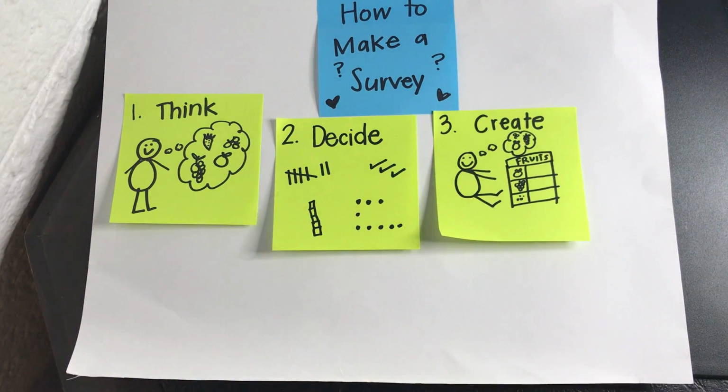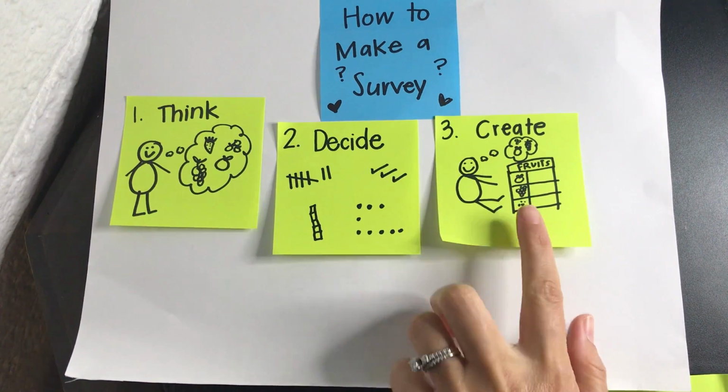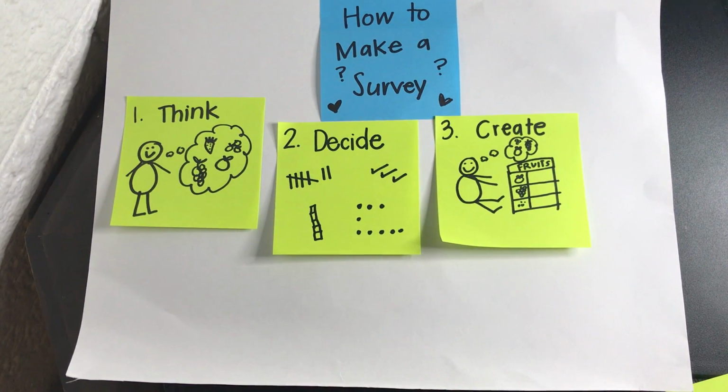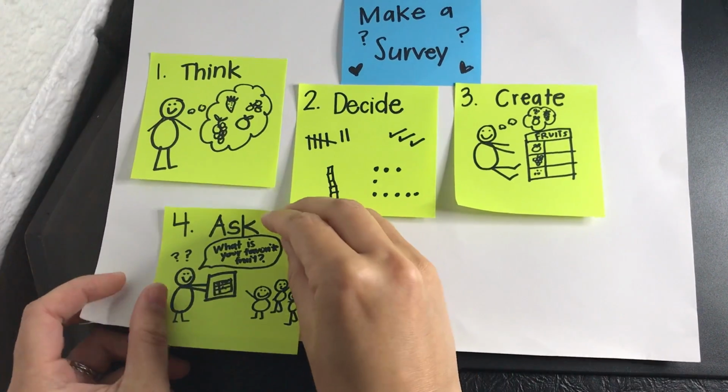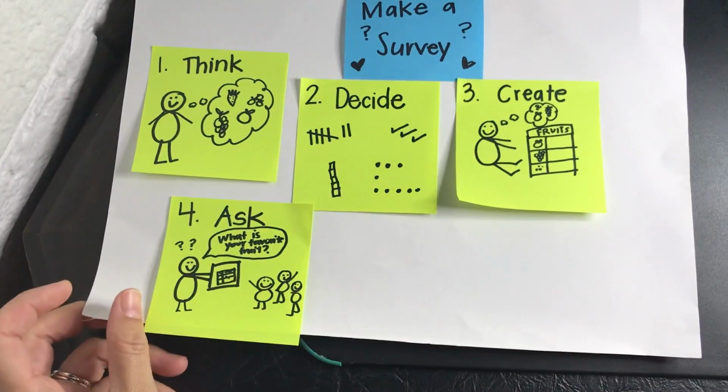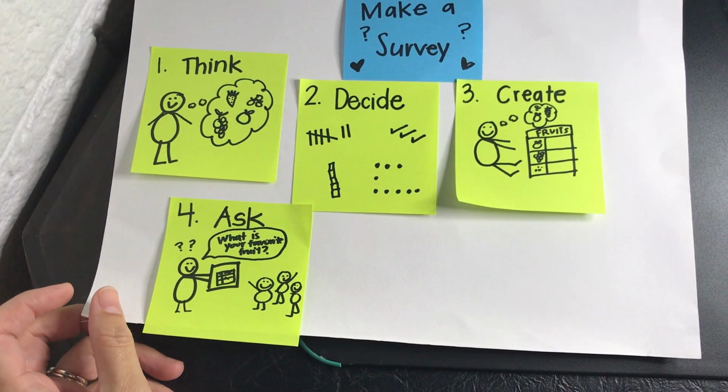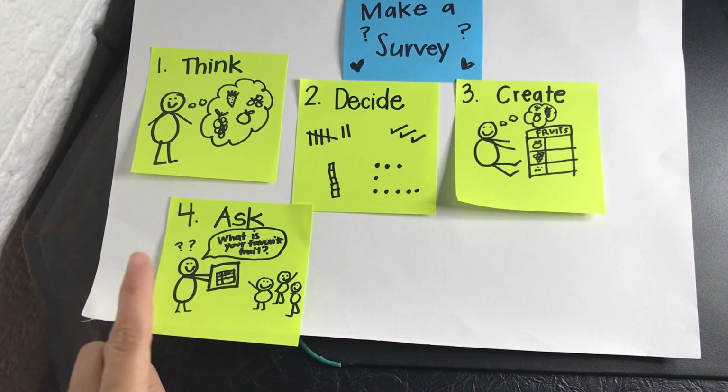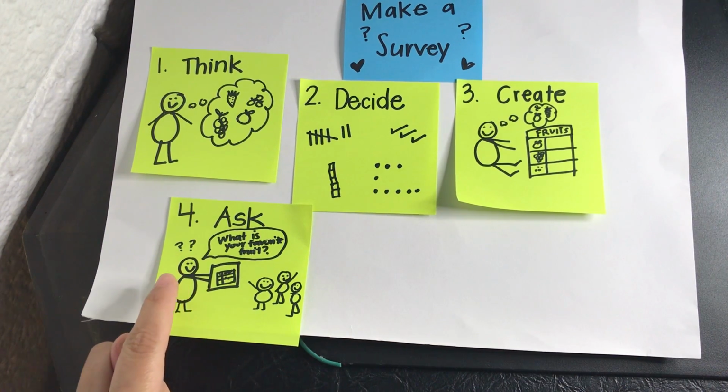Step three is to create. So after you've come up with your topic and how you're going to collect your information, create your survey. Step four is to ask. You need to gather your information and ask people your question, like what is your favorite fruit?